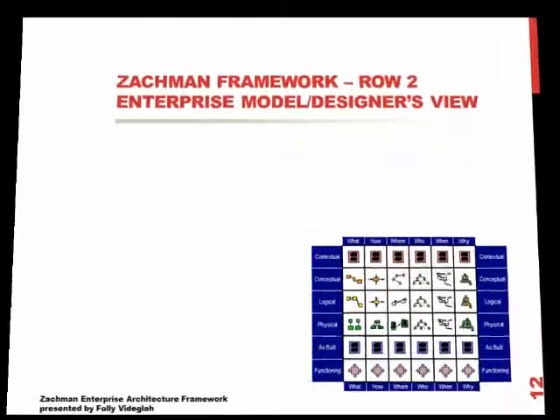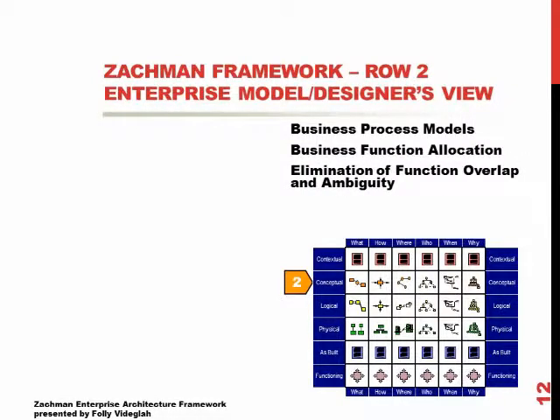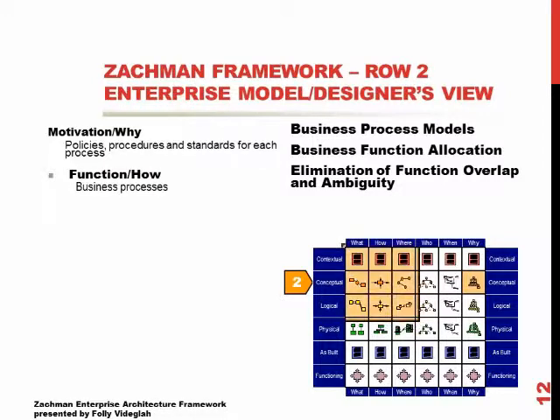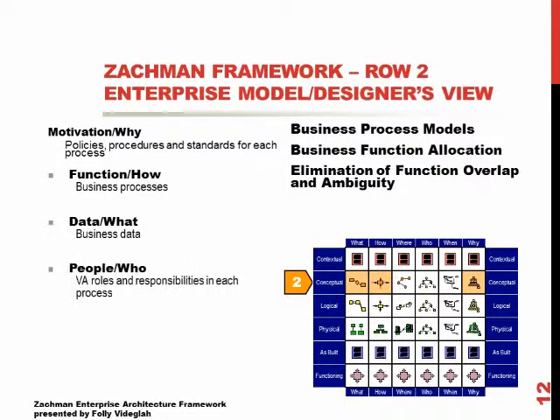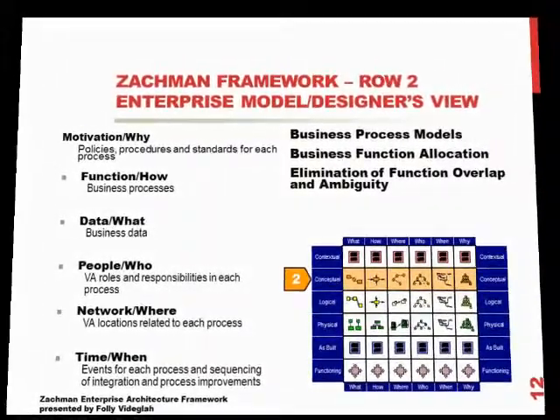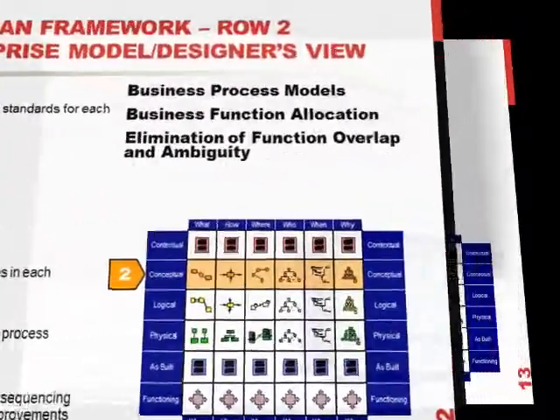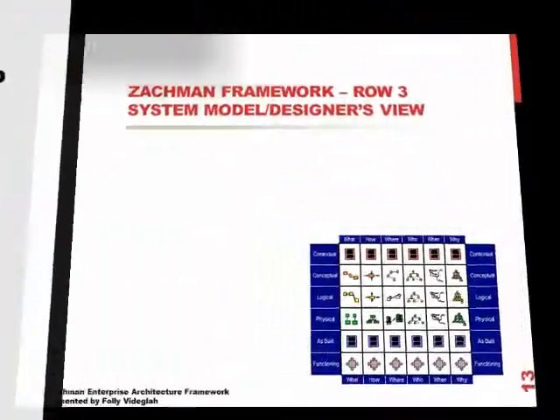Row 2, Enterprise Model, Designer View. That view is where the business process model, business function allocation, and elimination of function overlap and ambiguity sit, along with the function, how to do the business process. And then we need data, the business data; people, who, the roles and responsibilities of each process; the network always comes into place; the time, when; and then we go later on to the bottom where we are trying to implement.